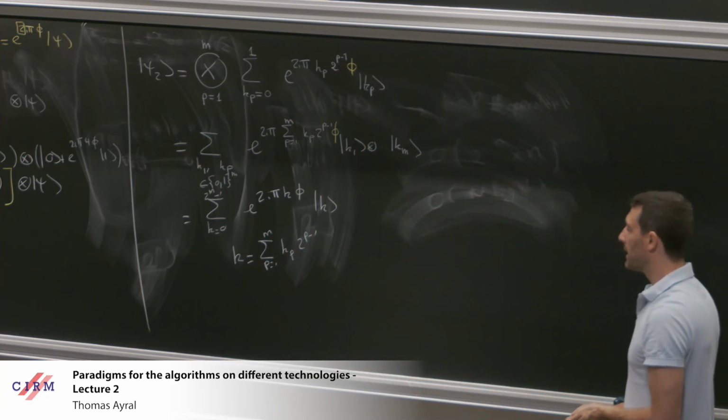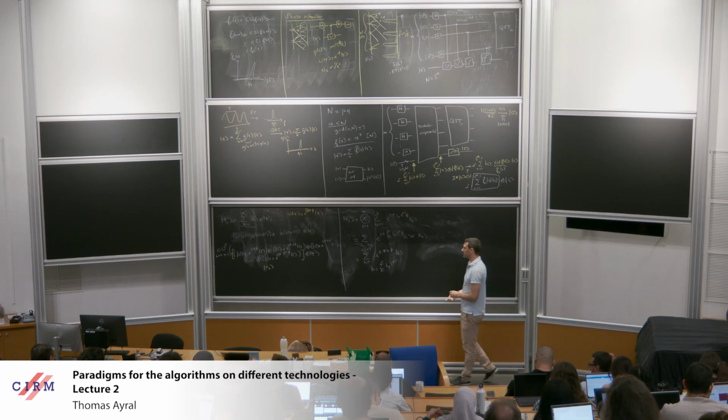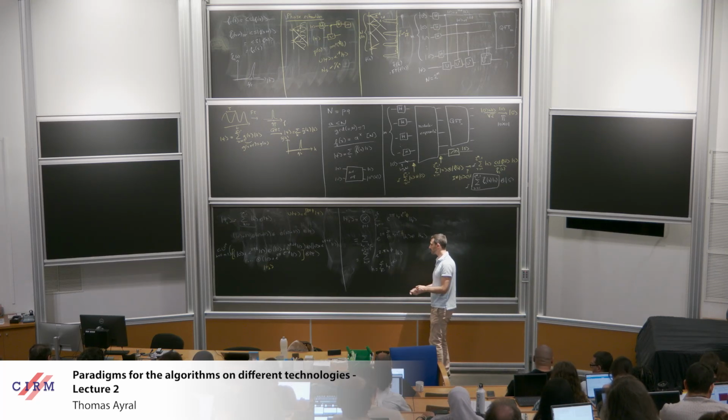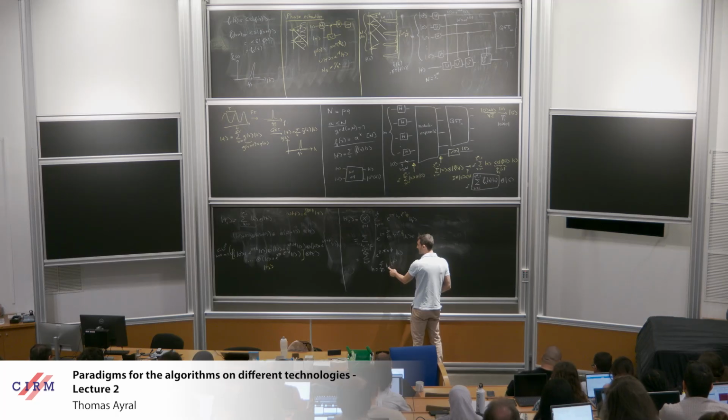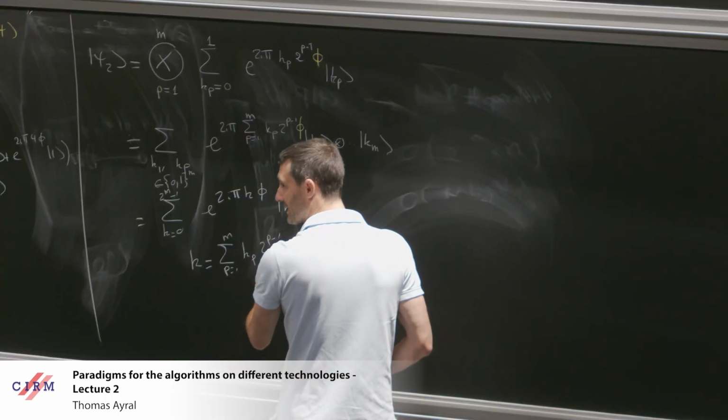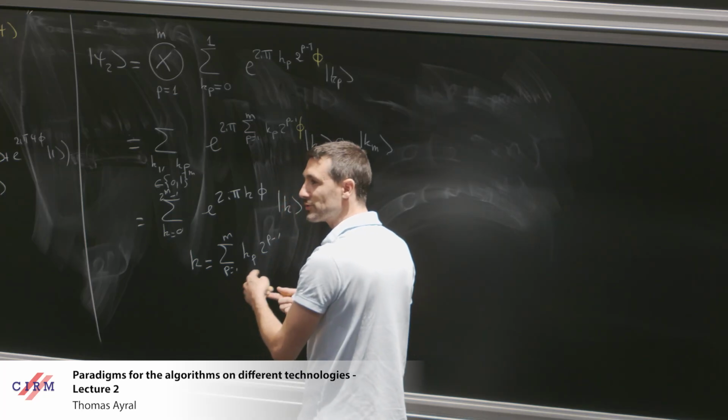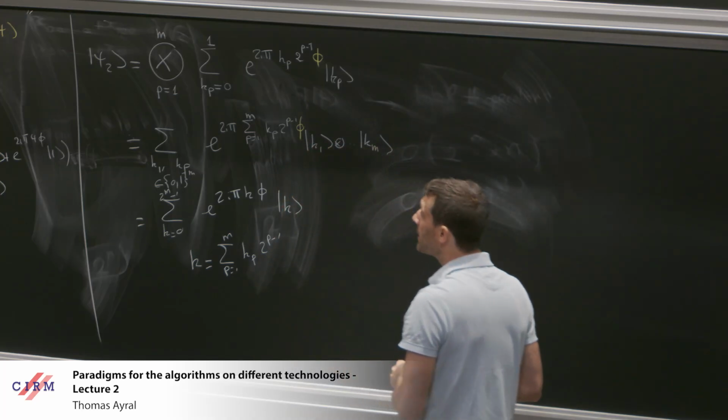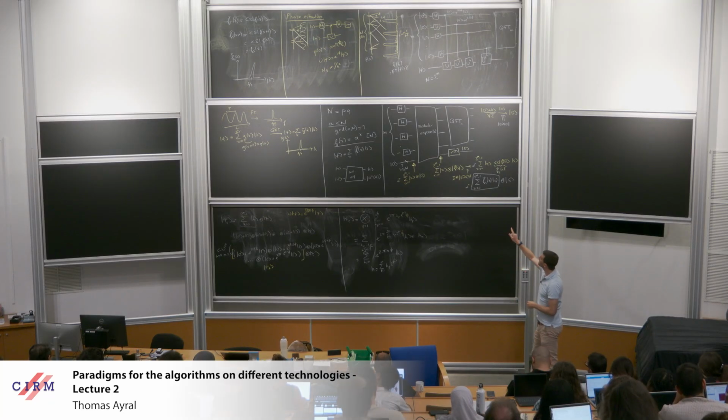Okay? And so you see here the convention I use for k is a convention where the most significant bit here is on the right. Okay, so it's a strange convention, which makes me think that in fact here.